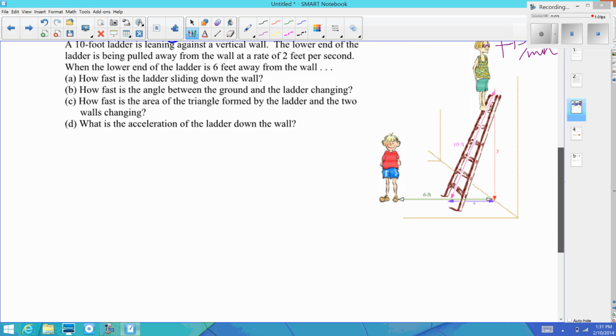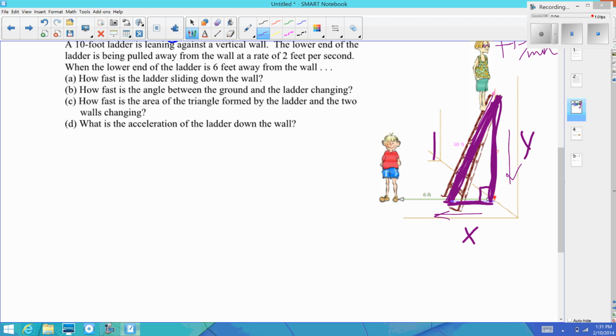Okay, next example. This is a classic kind of problem. Something's moving away from the wall, something's moving towards the ground. Here we have a 10-foot ladder. All right, I want to make this a little darker. Here's my ladder. All right, this is x, this is y. We have a right angle, this is 10. So this is the picture that I'm looking for.